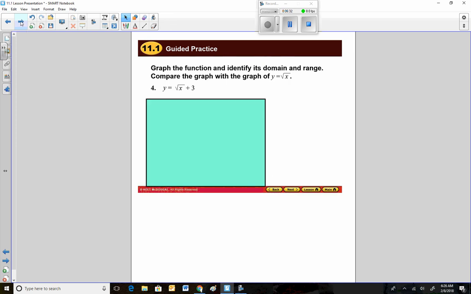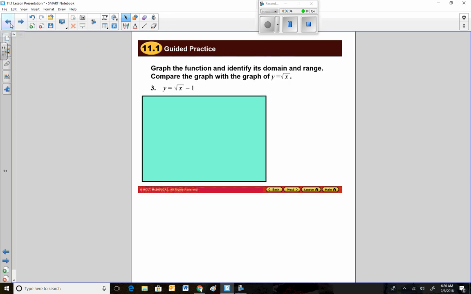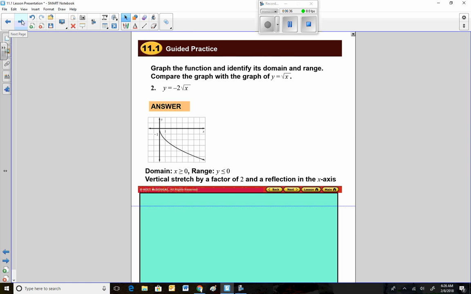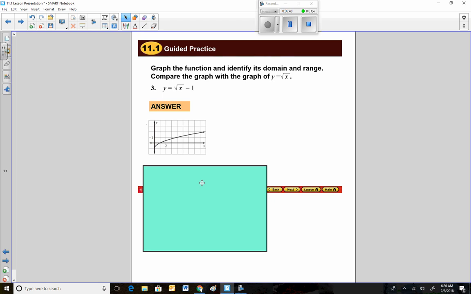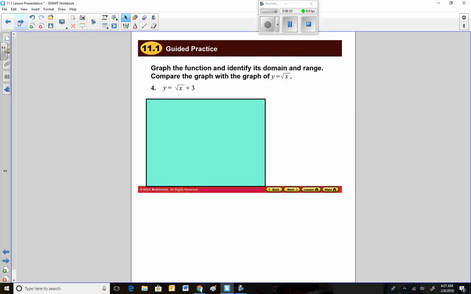All right, let's try another one. Oops, I think I skipped a few here. There we go. One second. There we go. All right, pause your video and try this one. Welcome back. This -1 would cause our parent graph to translate down 1, and so that's what it should look like. All right. Pause your video and try this question out.